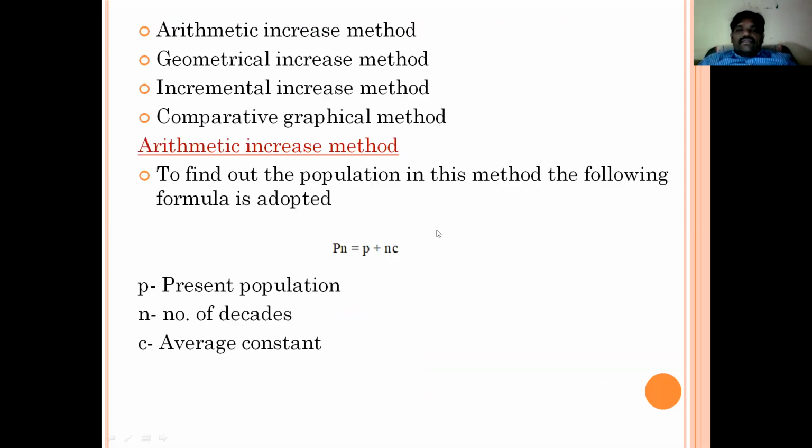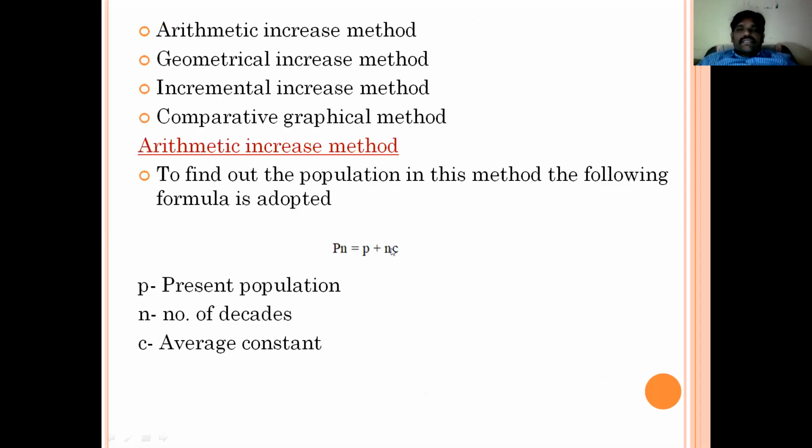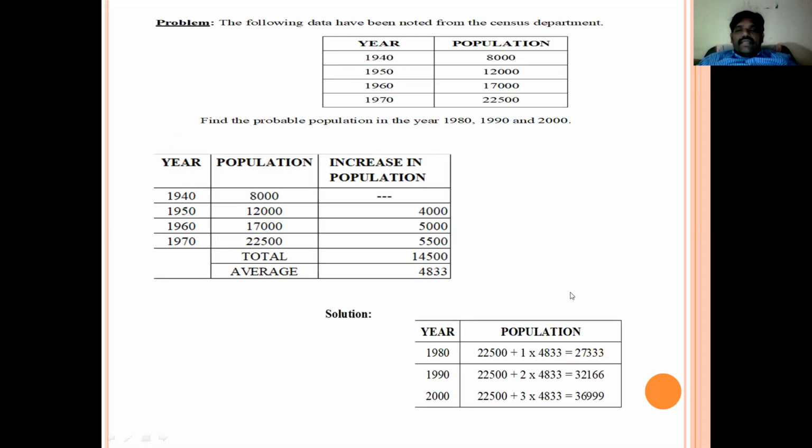See here, P plus N into C. P plus 1 decade, N means 1 decade, into 4,833. You'll get the answer 27,333. For 1990, that is 2 decades, the present population 22,500 plus 2 into 4,833, where N is the number of decades, gives 32,166. For 2000, the present population is still 22,500 plus N into C, 3 into 4,833. That means 36,999.